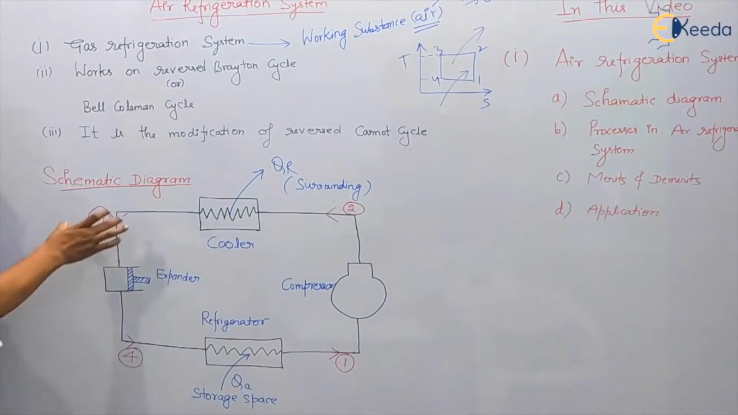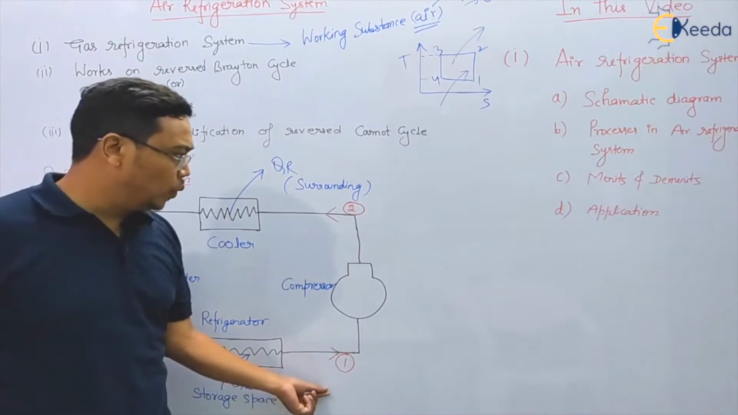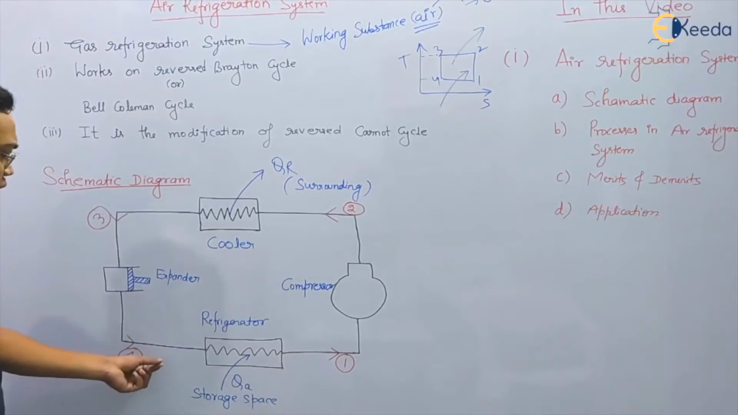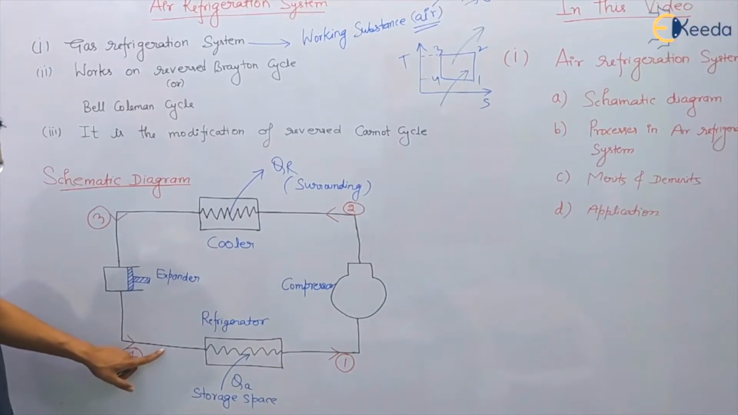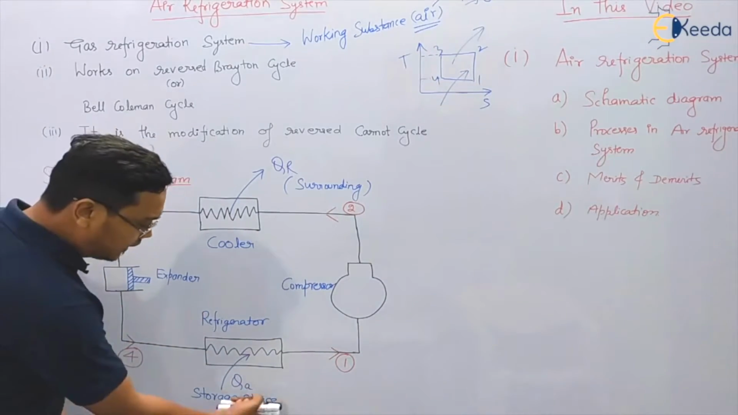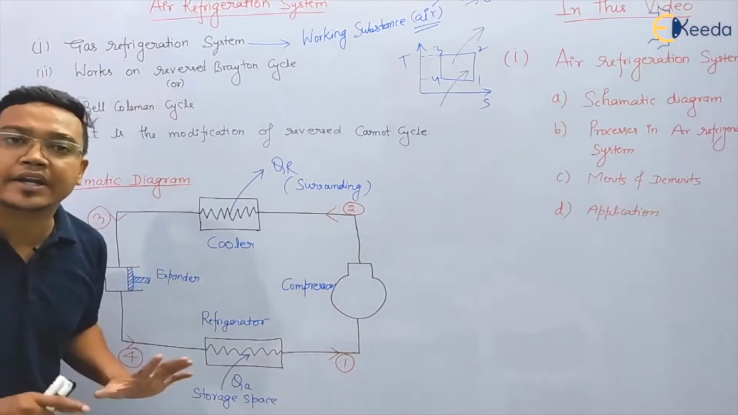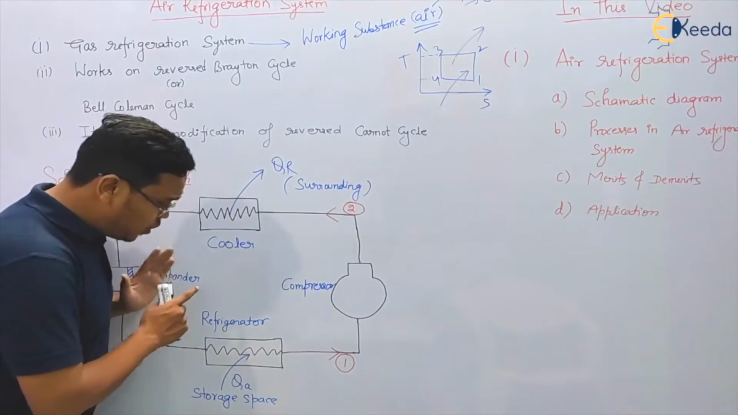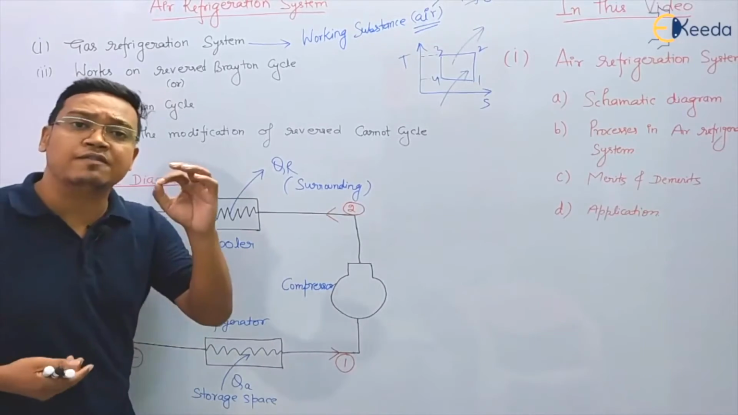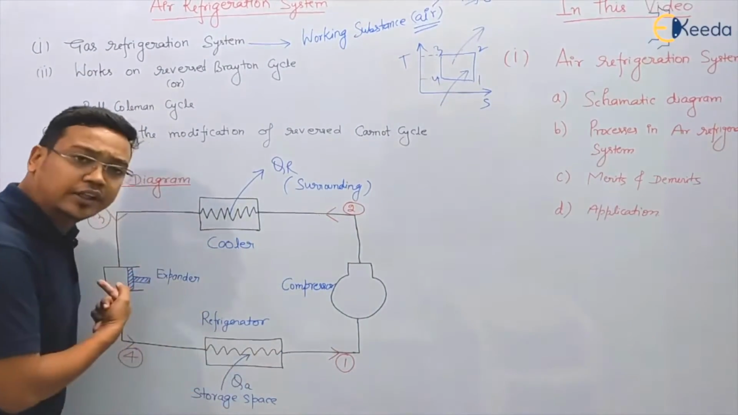See here, this is the schematic diagram. In this diagram, process 1 to 2, let's start from this point. First, air will go into the refrigerator. From the storage space, air will take heat. It means in the storage space, lower temperature is maintained. You have to understand this in correlation with the window AC example, which I have shown in my first video. Now this air is taking heat from this storage space.